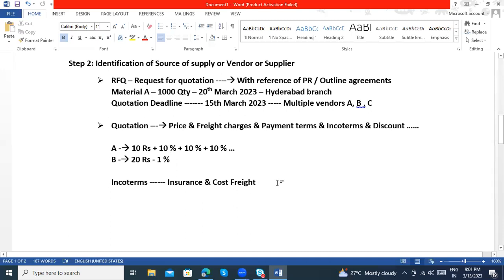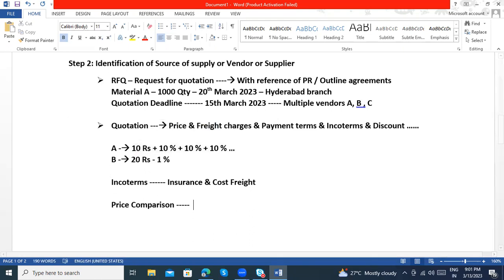So once this quotation is completed, what do we do now? Once I have maintained all the vendors, let's say vendor C I didn't get on time, only A and B, then I can do the price comparison. When the price comparison is happening, you need to select whether you want only the base price or the effective price. That means whether everything should be calculated, or only the base price. Clear?